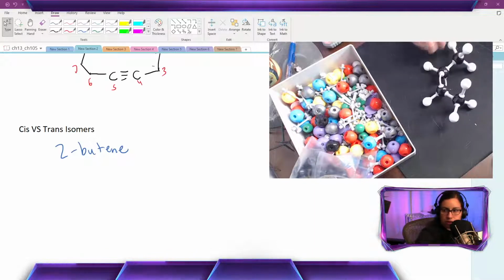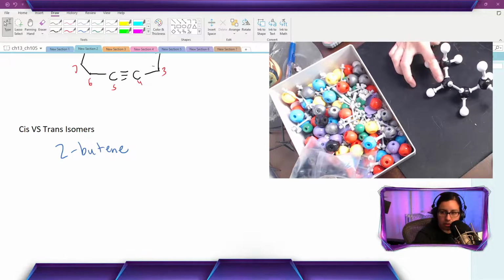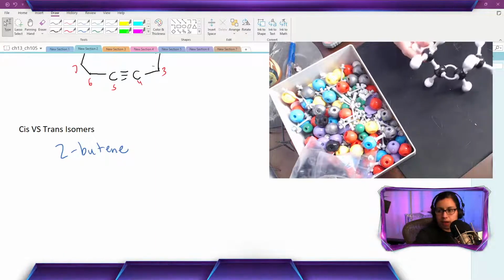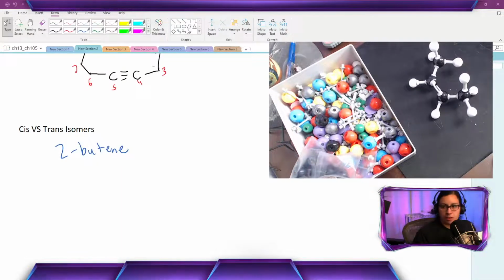So here's one version of 2-butene. So we have 1, 2, 3, 4. Start at 2 there for a double bond. And so notice the 2 methyl groups are on the same side. And so we could draw this. So this would be the cis isomer. And this is often, like natural fats, for example, if they are unsaturated, usually they form this cis.